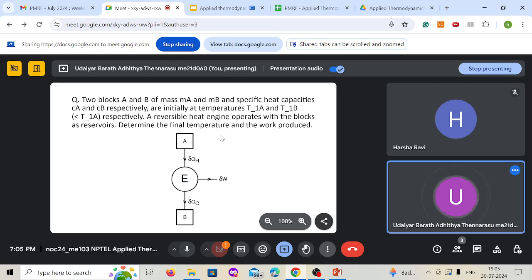You have two blocks A and B of mass Ma and mass Mb and specific heat capacities Ca and Cb respectively, with initial temperatures T1A and T1B. So T1B is less than T1A. So A is at the higher temperature compared to B, and these are finite masses. A reversible heat engine operates with the blocks as reservoirs. Determine the final temperature and the work produced.